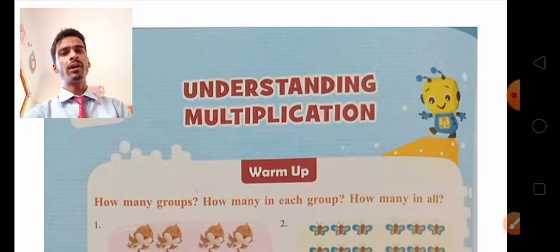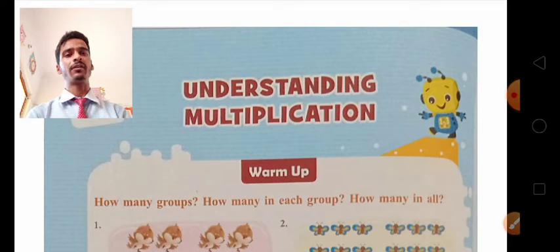We have also learned on the last day subtraction with regrouping, subtraction without regrouping, and many types of subtraction and addition facts. But in today's topic, we have to learn understanding multiplication.